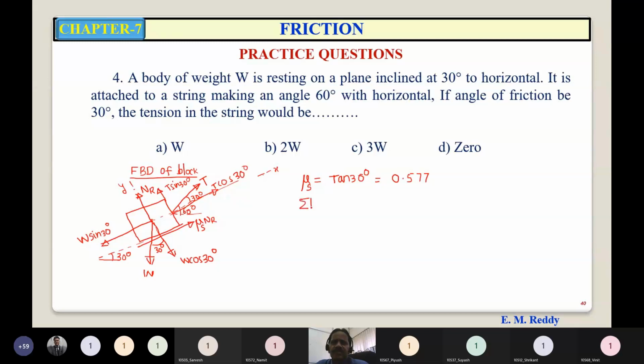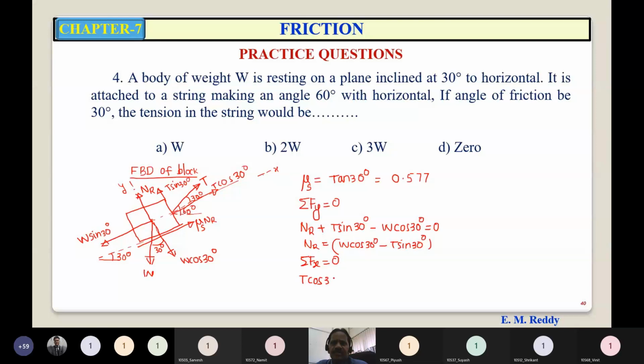So writing summation Fy is equal to 0. So it is NR plus T sine 30 minus W cos 30 is equal to 0. So it is W cos 30 minus T sin 30. Summation Fx is 0.